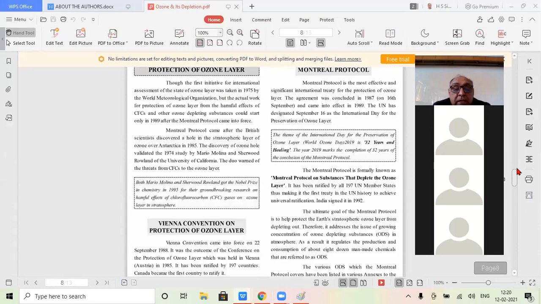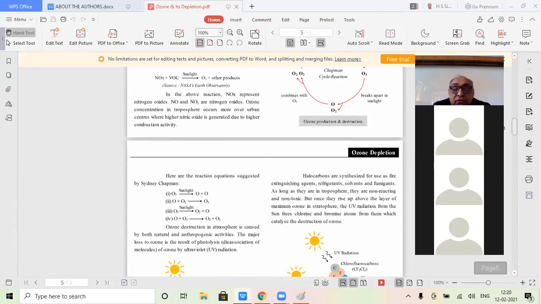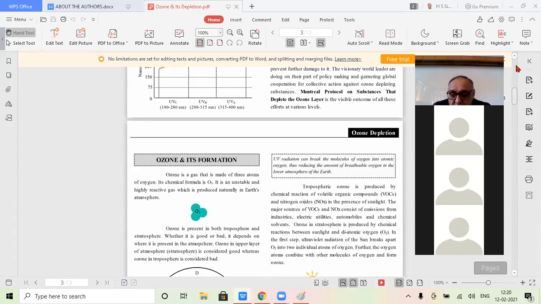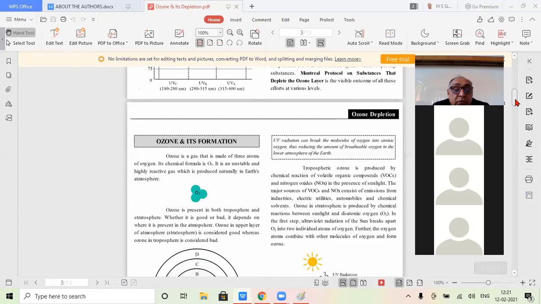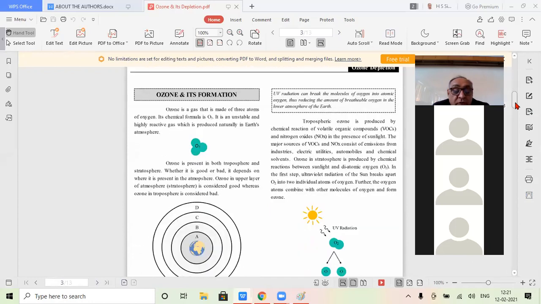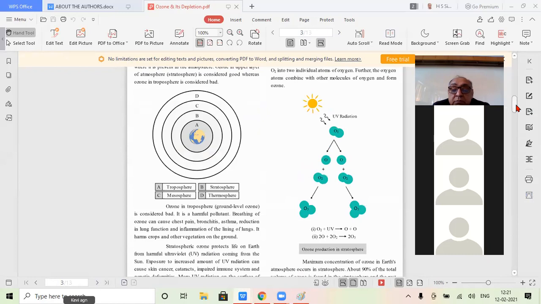Okay, so now beta, let me tell you how ozone is formed. This is the chapter which I have written on ozone depletion completely. It is a wonderful chapter, and I will provide it to those students. Now, as far as ozone production is concerned, or how ozone is formed, this is the point, beta. Ultraviolet radiation comes from the sun.